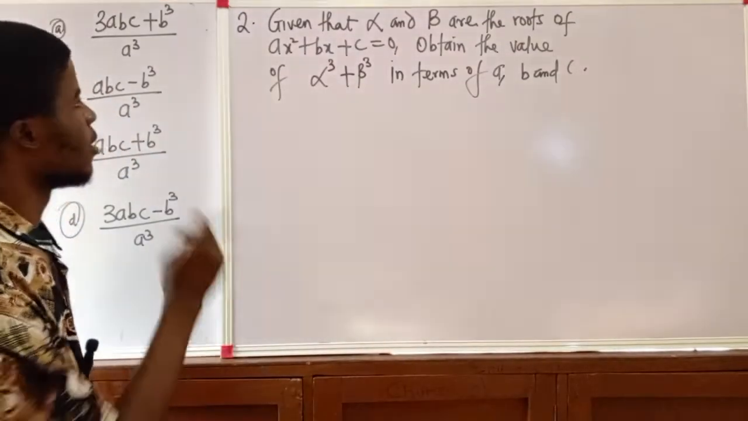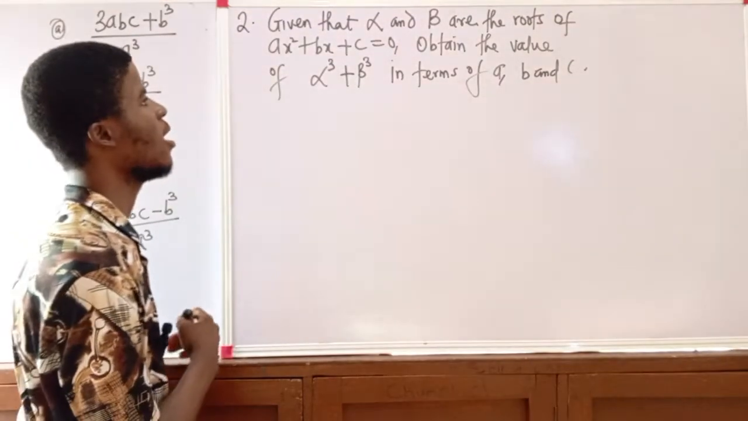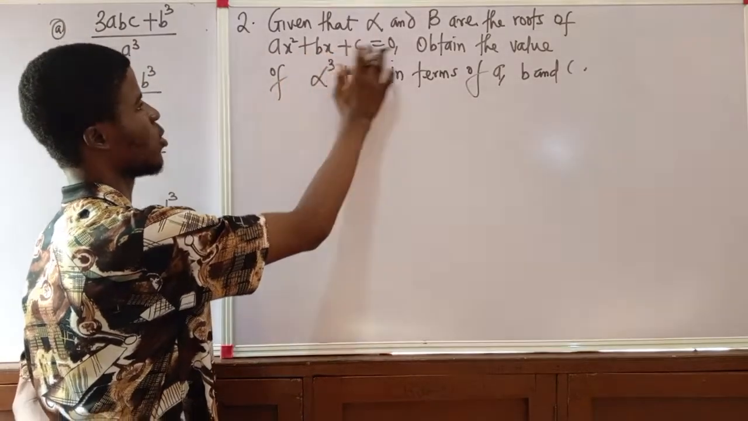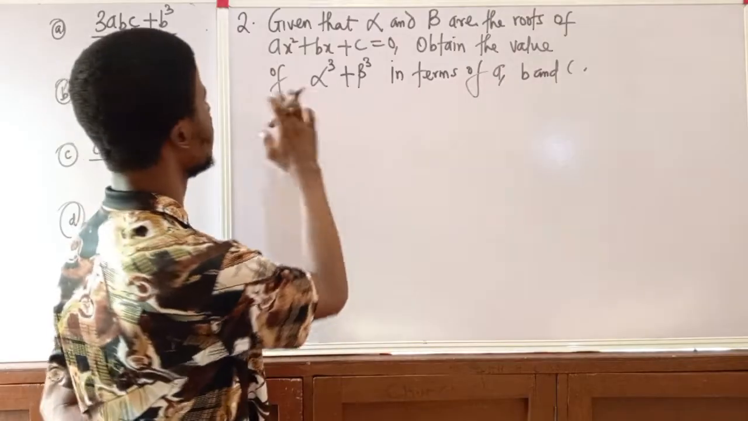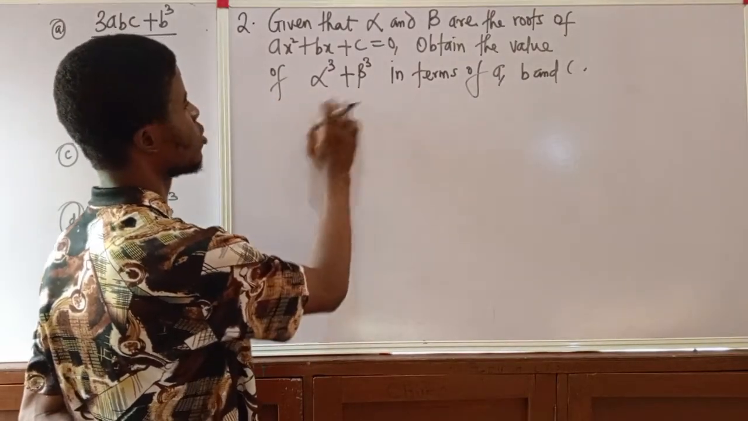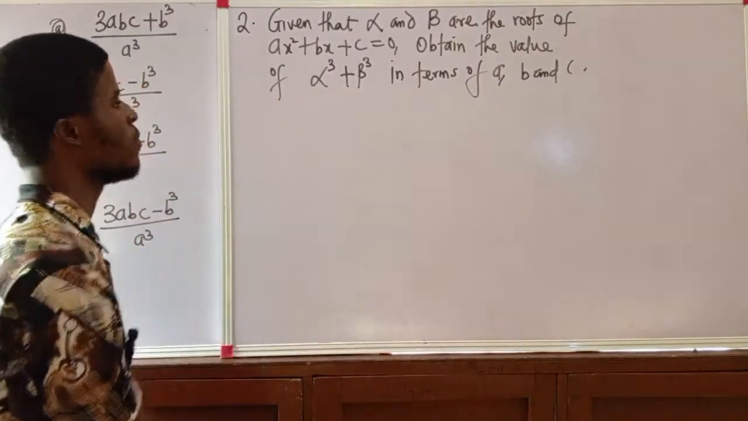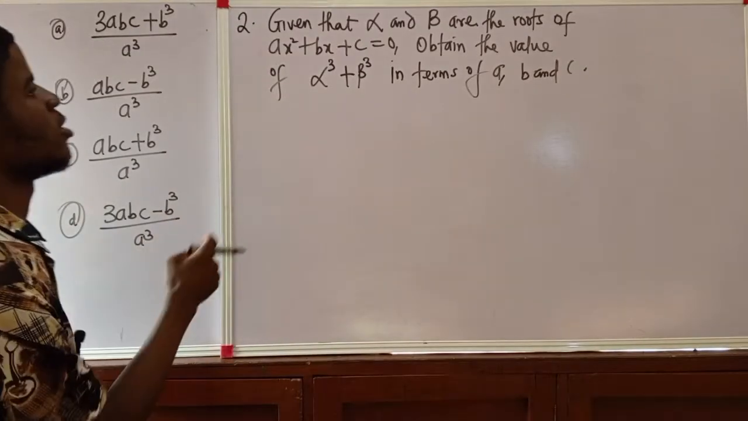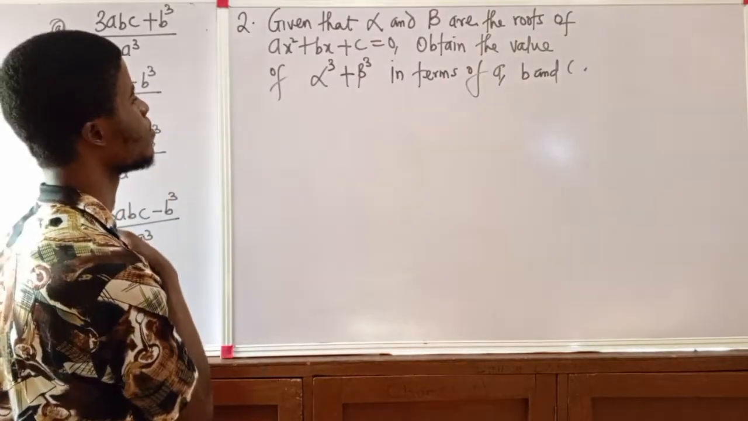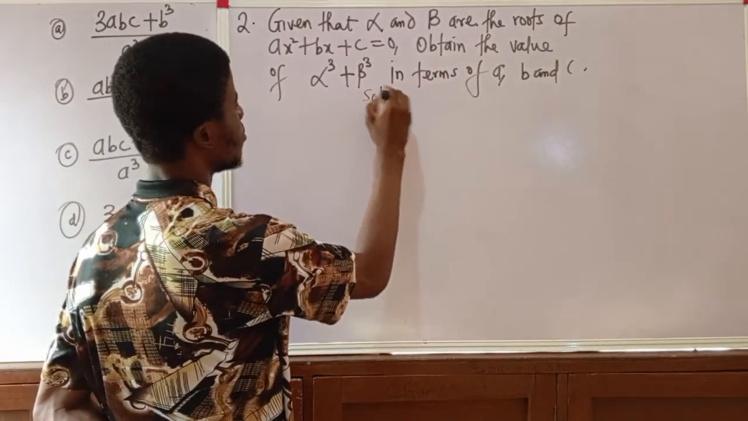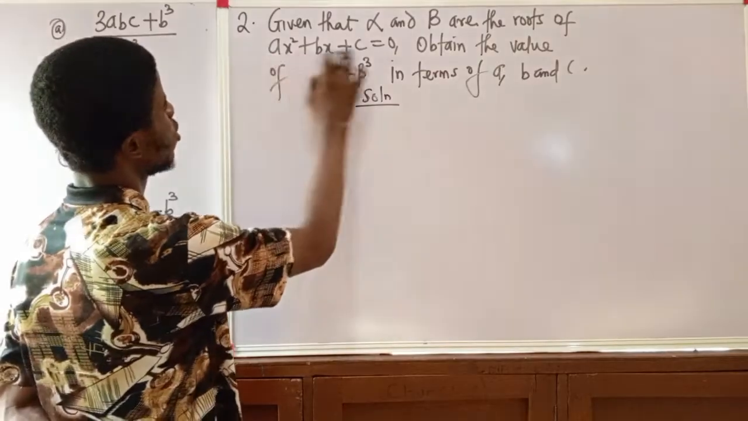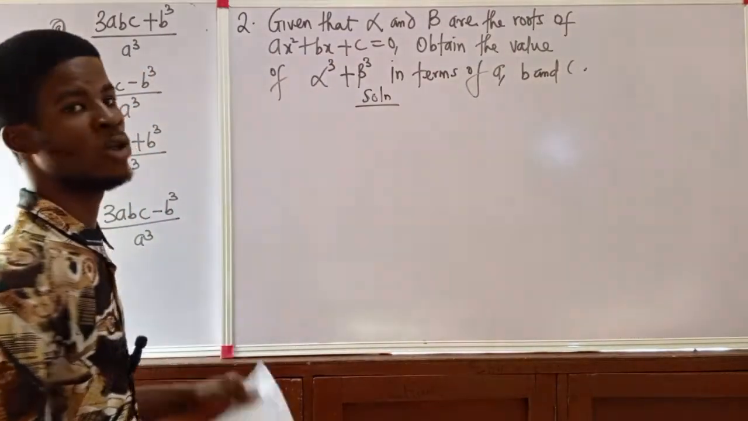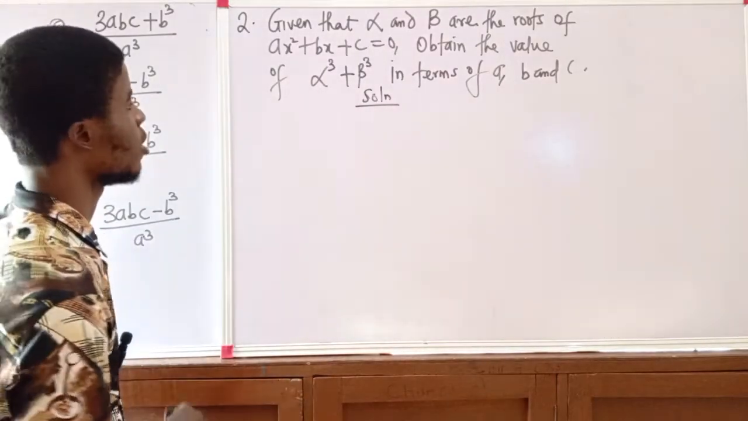Question 2. Given that alpha and beta are the roots of the equation ax squared plus bx plus c equal to 0, obtain the value of alpha cubed plus beta cubed in terms of a, b, and c. And these are the options given. So let's solve and see which of them is correct. All right. This quadratic equation that we are given is the general form of the quadratic equation. Fine. So let's go with it.